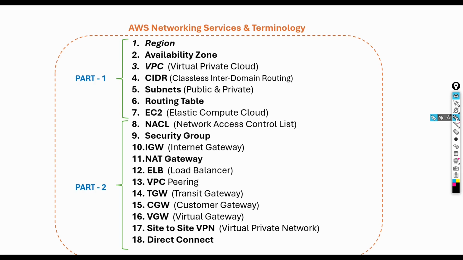In this video, we will discuss part 2 of AWS networking terminology. So it starts from number 8 till number 18.